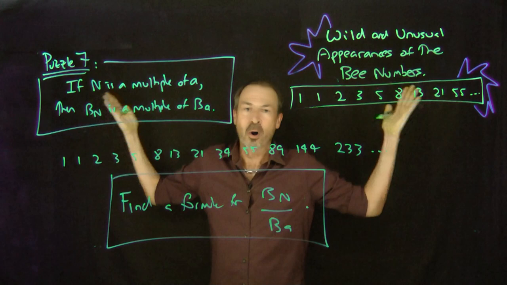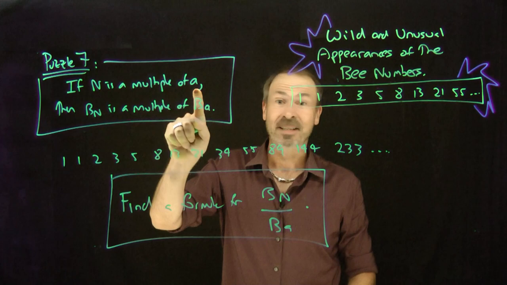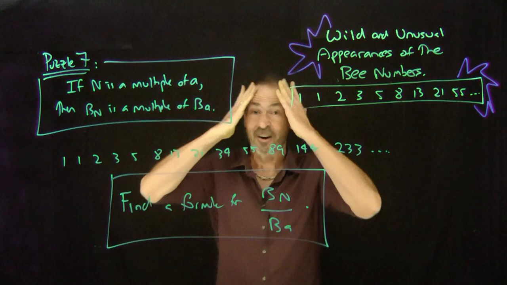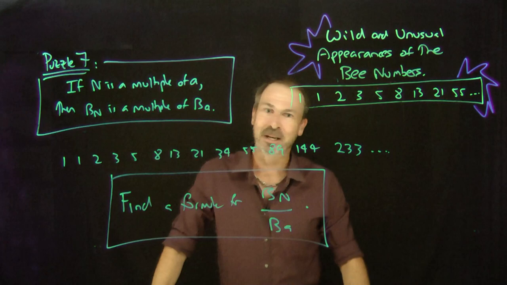Let's go further. What if n's not a multiple of a, there's some remainder? Then Bn's not going to be a multiple of Ba, there'll be some remainder. What must the remainder be? What's the multiple of the remainder? So can we actually go beyond what's in the literature? As far as I'm aware, let's take the standard facts known for centuries and push it even further to something new today. Whoa, let's do that at the end of this video.